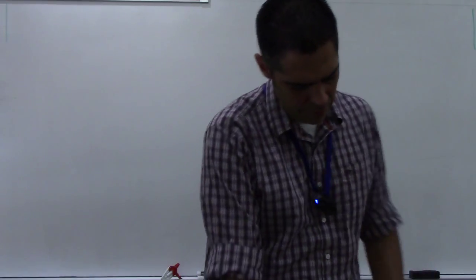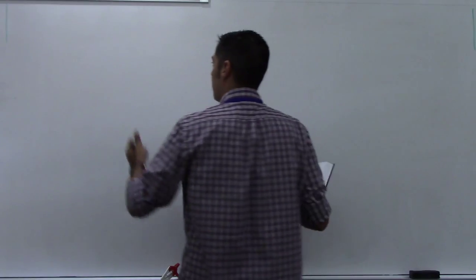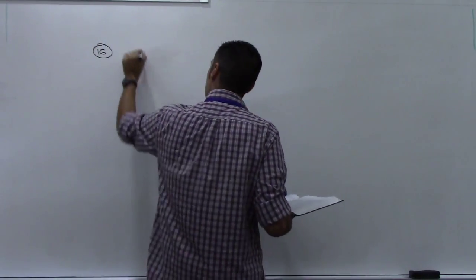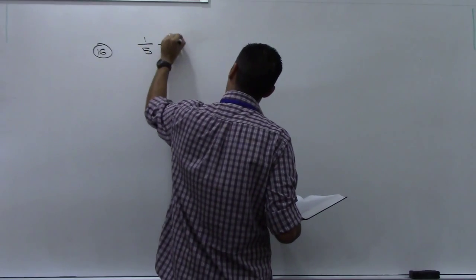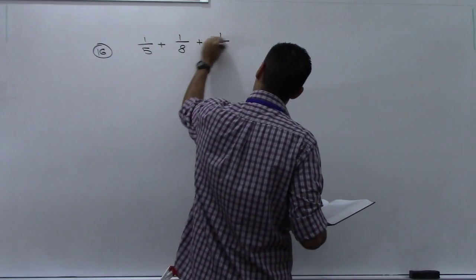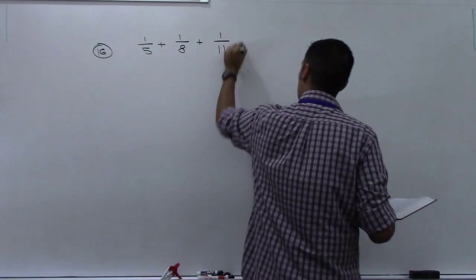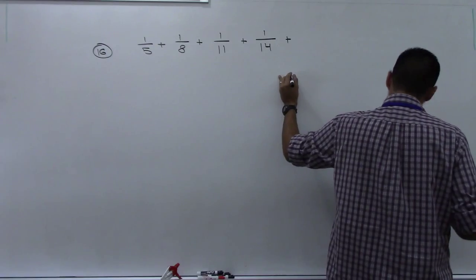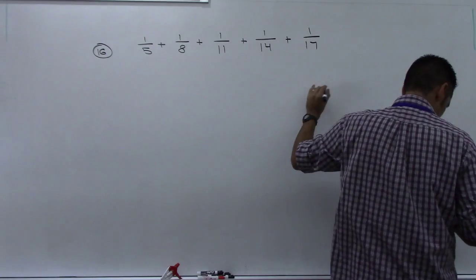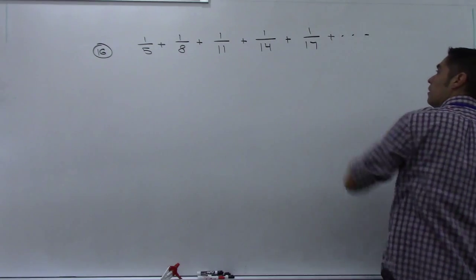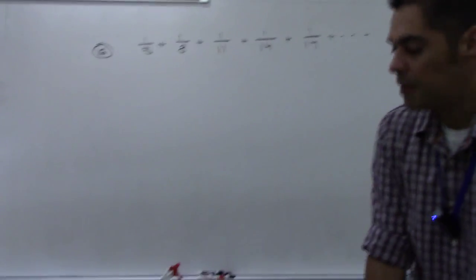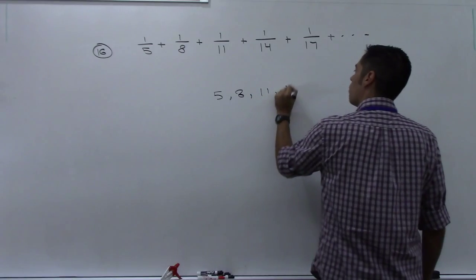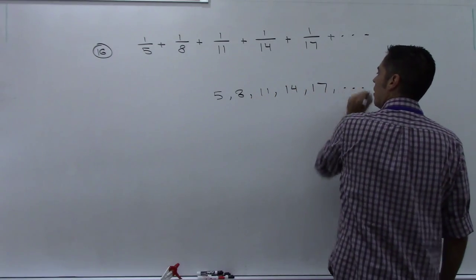So far, there's not really been much trouble here. Only really done the comparison test twice. See, 1/5 plus 1/8 plus 1/11, 1/14. Notice the denominator keeps going up by 3 each time, but it starts at 5. So how can I create the sequence 5, 8, 11, 14, 17? How can I create that?